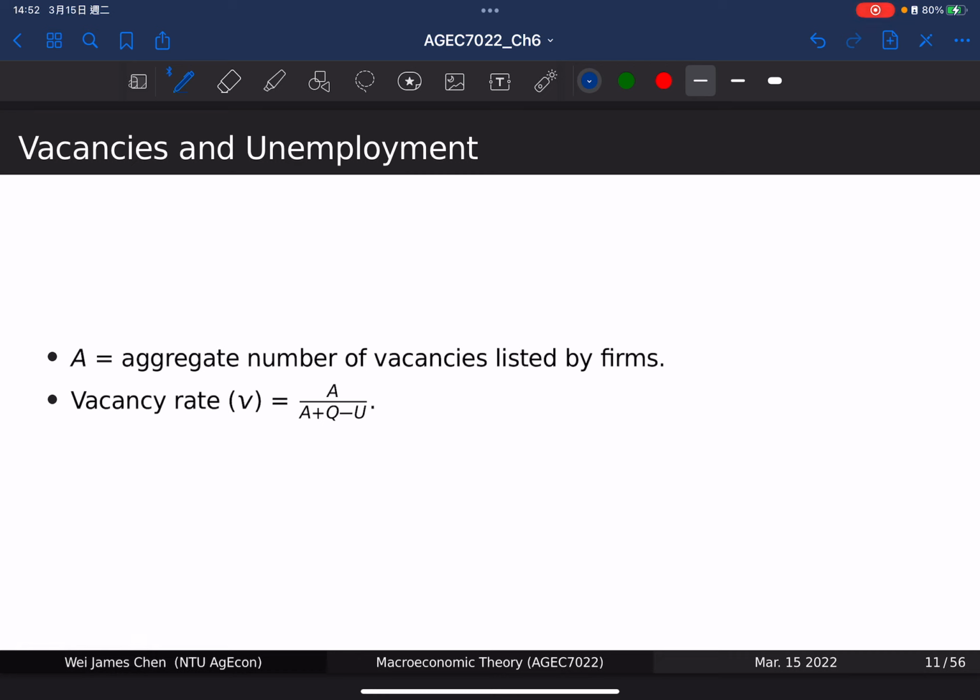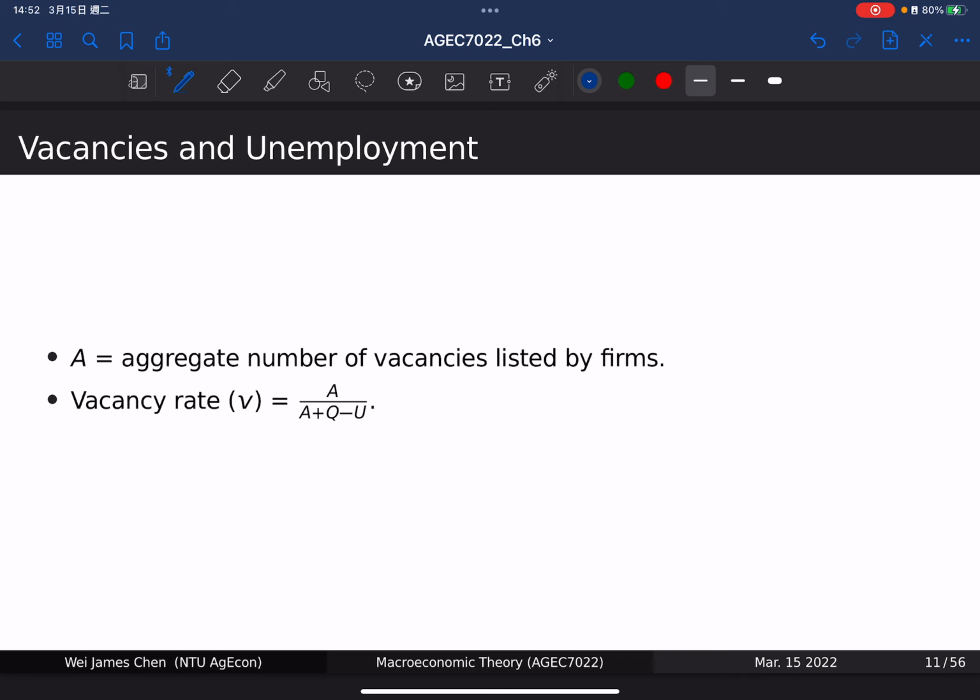Okay. And we're going to use this in the second model, but we're going to define this variable first. We define A as the aggregate number of vacancies listed by firms. That means how many job posts there are. Suppose one job post has one job offer, okay? How many job posts there are for the people who are seeking a job.